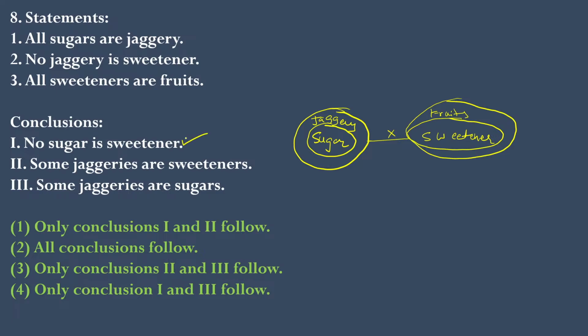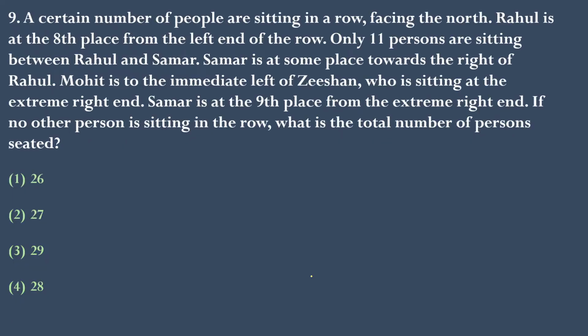Next, some jaggeries are sweeteners. Here jaggery is there, here sweetener is there. No, there is no relation between jaggery and sweetener. Some jaggeries are sugar. Yes, all sugars are jaggery, so some jaggery are sugar follows. So 1 and 3 follow. Option 1, 1 and 2, wrong. Option 2, all wrong. Option 3, 2 and 3, no. Option 4, 1 and 3 follow.